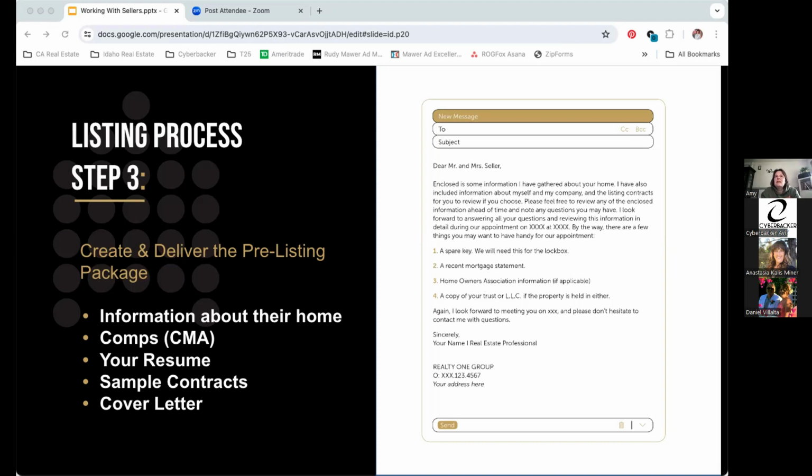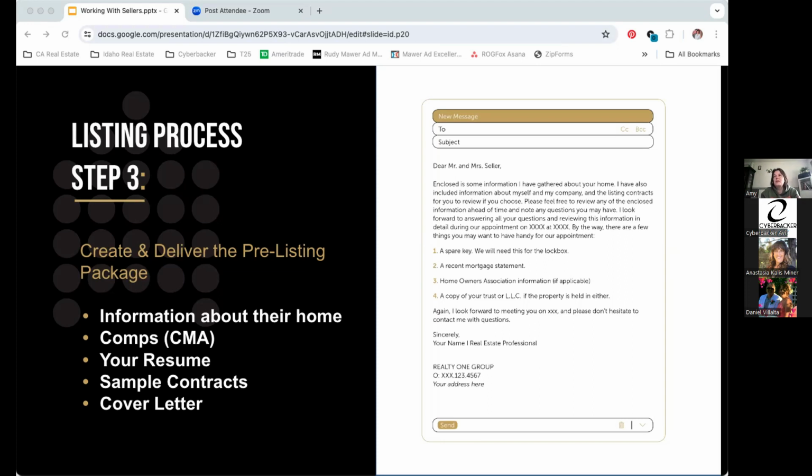And then a cover letter is always a good idea. This cover letter says, enclosed is some information I have gathered about your home. I also have included information about myself and my company and the listing contracts for you to review if you choose. Please feel free to review any of the enclosed information ahead of time or note any questions that you may have. I look forward to answering all of your questions and reviewing this information in detail during our appointment on Thursday at 3 p.m.